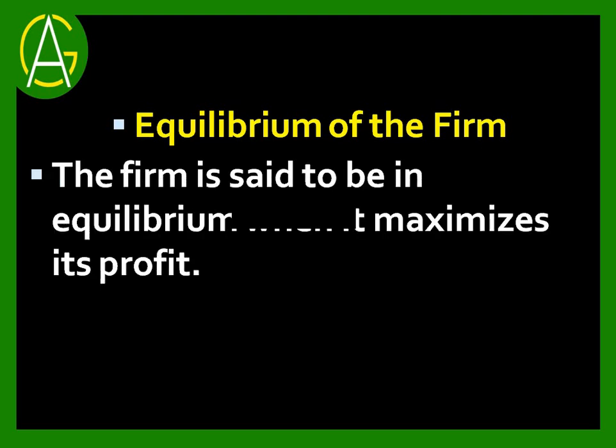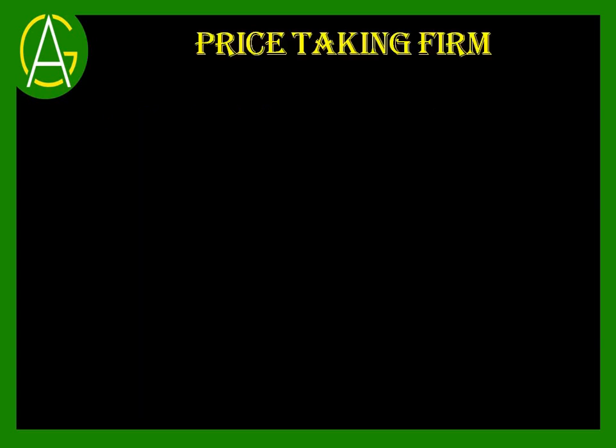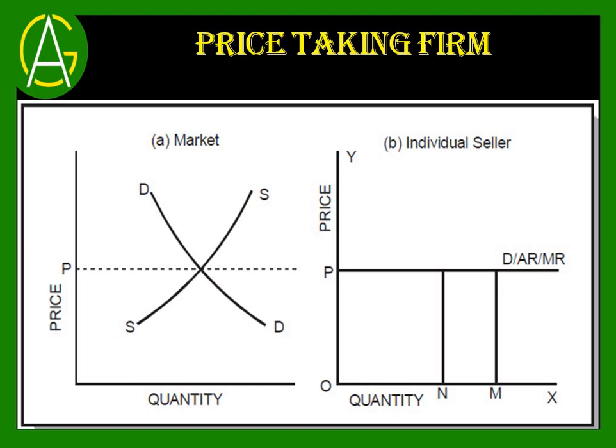Now, equilibrium of the firm. Where is the firm in equilibrium? The firm is in equilibrium when it maximizes the profit. Now where will the maximum profit of the firm be? Let us see. As we know, the firm is a price taker. First, prices are determined in the market. As we know, the market determines price on the basis of demand and supply.